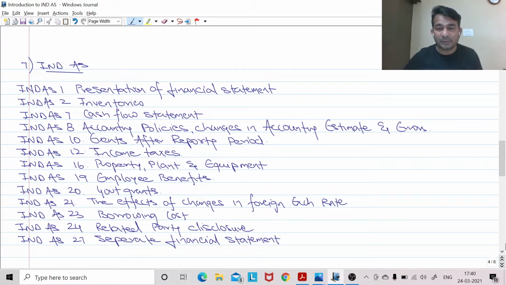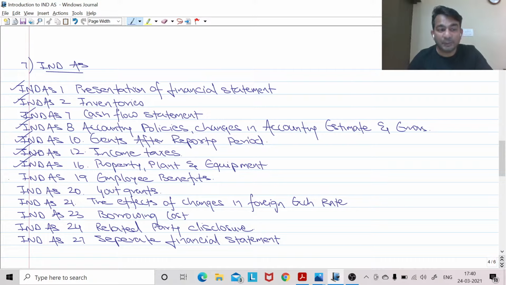IND AS 1, presentation of financial statements. IND AS 2, inventory. IND AS 7, cash flow statement. Direct method is more preferred than indirect method. Guys, IND AS 8, accounting policy, changes in accounting estimates and errors: policy, retrospective; estimates, prospective; errors, depends. Events after the reporting period, guys, adjusting events, non-adjusting events, income tax, deferred taxes, property, plant and equipment, guys, initial measurement cost, subsequent measurement cost or revalued amount.